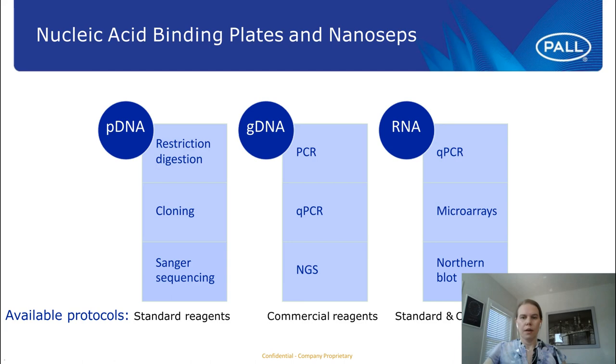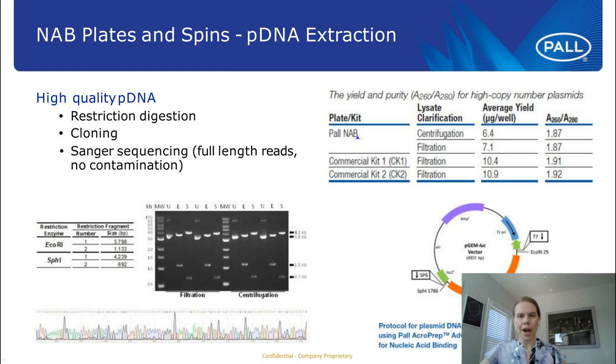With regards to the plasmid DNA extraction, I just wanted to show you the quality of the plasmid DNA that we were able to obtain using the spin devices, which is also suitable for downstream analysis such as restriction digestion and cloning applications, as well as sequencing or Sanger sequencing. You can see at the bottom of that slide a snapshot of the sequence data, which shows full-length reads and really no interference or quality issues with the starting material.